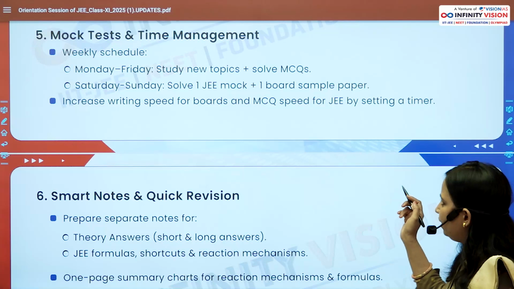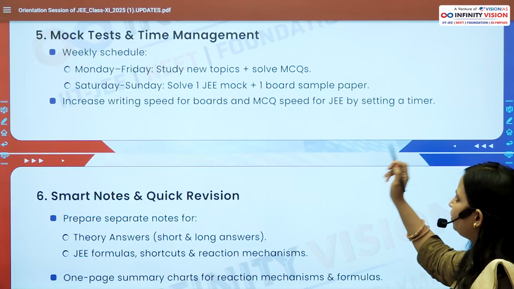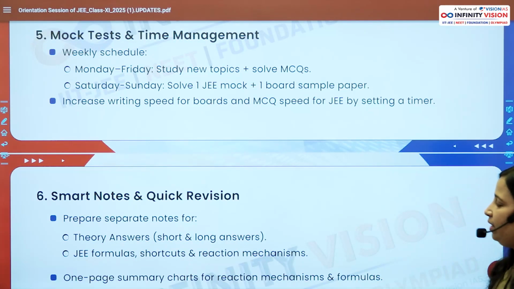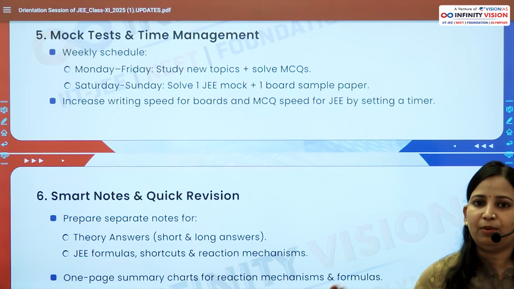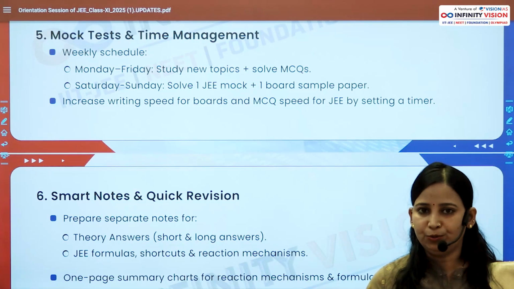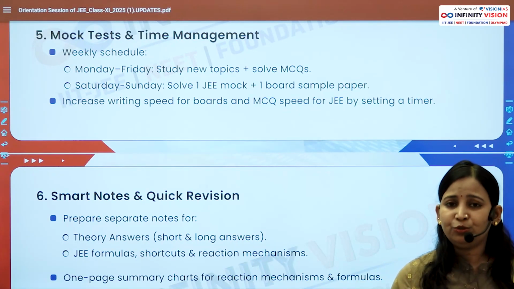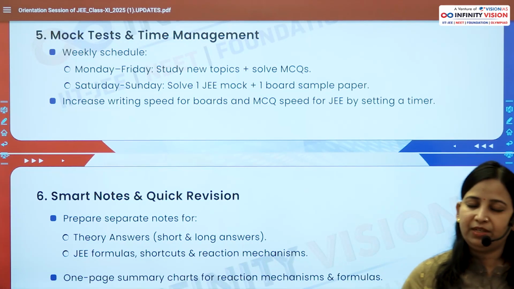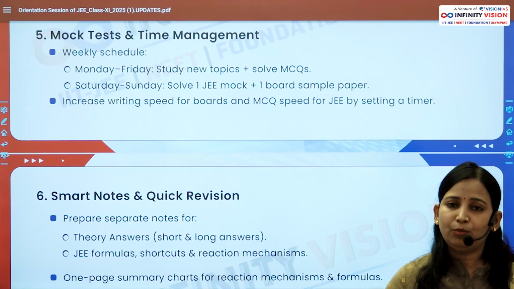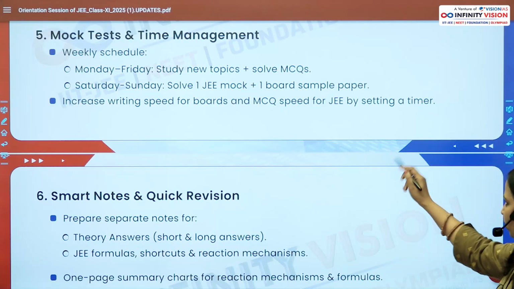So how will it help? If on Saturday you are solving one JEE mock test, and on Sunday you are solving one board sample paper, then it will help you analyze yourself, how you are going, how you are doing, okay? How clear you are about your concepts, how many problems you are able to do. So this will help you analyze yourself, and also check how your time management is when you are giving an exam. It means whether you are taking more time, or you are taking the actual time required for solving that problem.